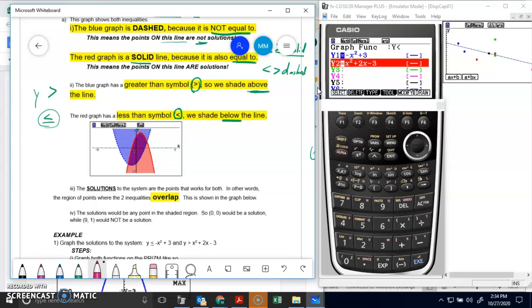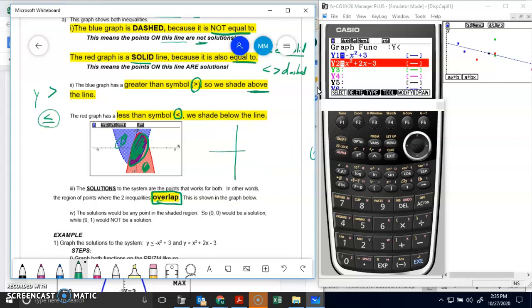Now, when you do this on paper, if you have colored pencils or something like that, that's even better. Once we sketch this graph, and we sketch this graph, which goes way down here, I'm shading above the line on one, and I'm shading below the line on the other. And what we're looking for is the overlap region, because where the two overlap is where the system has a solution. So while this area is blue and this area is red, it's the region that's overlapping, or this area, that's the solution region. Okay?